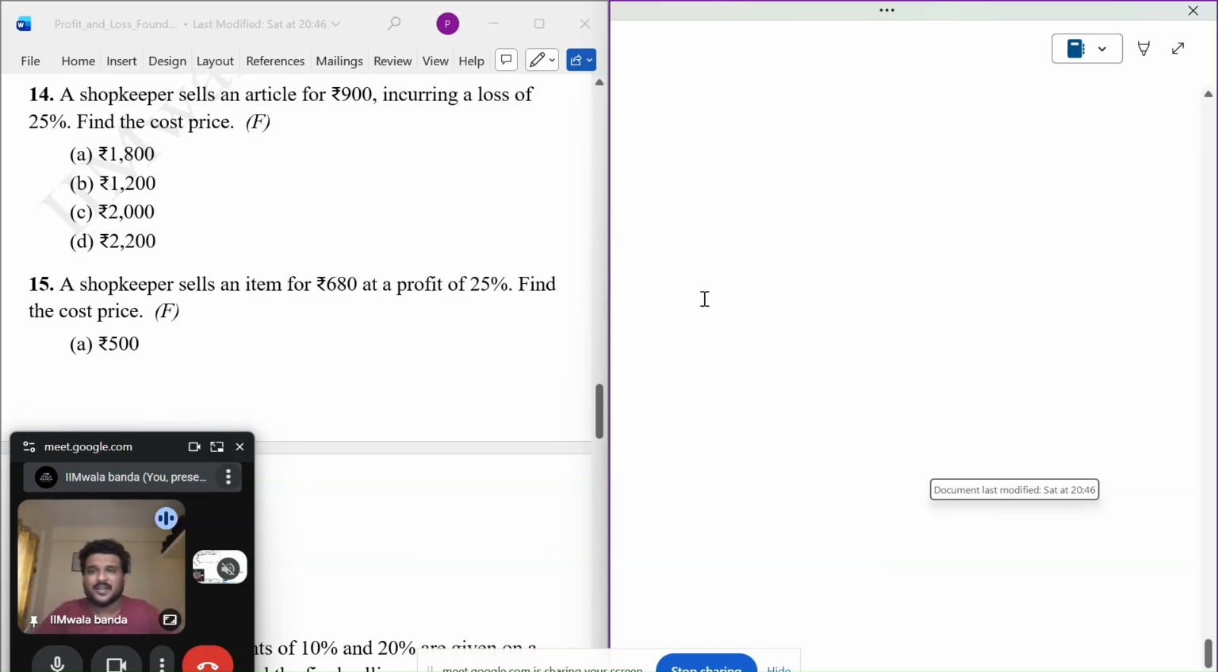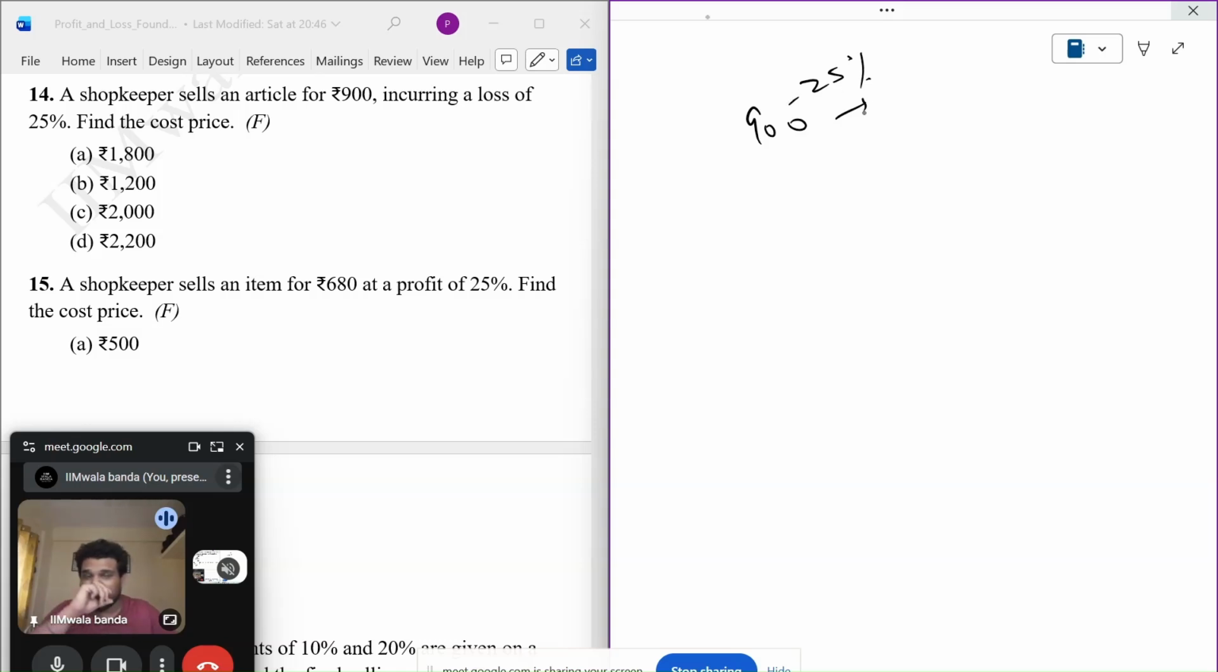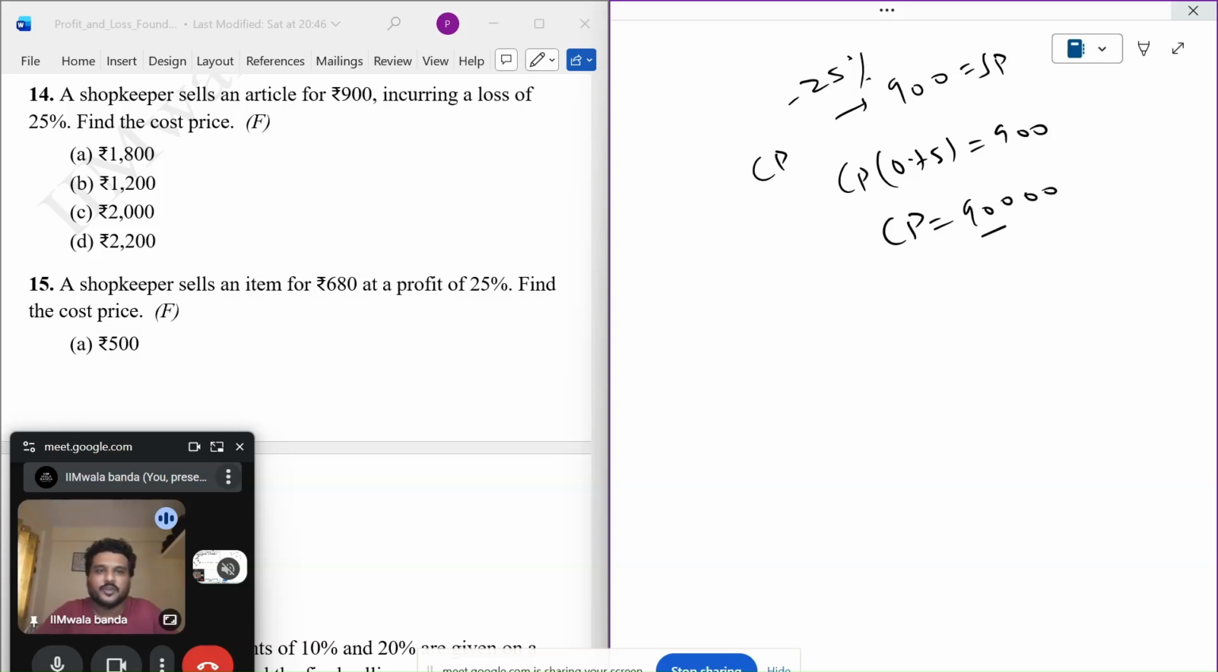The shopkeeper sells an article for 900, incurring a loss of 25%. Find the cost price. Sells an article. So SP is given and he has incurred a 25% loss on the cost price. So cost price into 0.75 is 900, because there's a loss, less than 1. 100 minus 25 is 75, 0.75. So 90000 upon 75. 25 threes are 75, 25 fours are 100, right? So this is 1200.